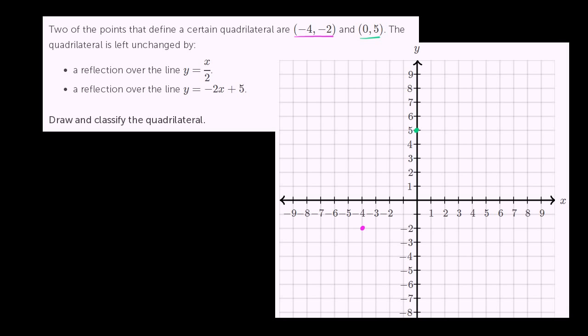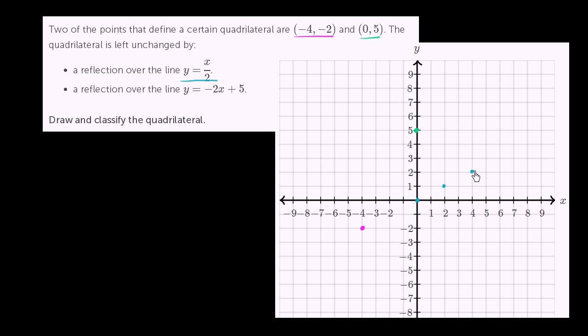So what does that line look like? Y is equal to x over 2. I'll do that in blue. So when x is equal to 0, y is 0. The y-intercept is 0 here, and the slope is 1/2. Every time x increases by 1, y will increase by 1/2, or when x increases by 2, y will increase by 1.